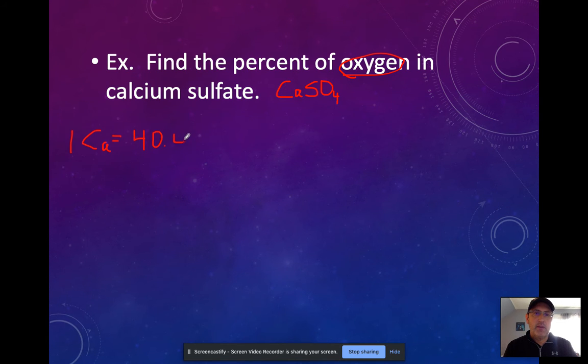Okay, so we'll put that there. 1 sulfur, 32.07 is sulfur. Okay, these are just coming from the periodic table. And then 4 oxygens, that's 16 apiece. That'll give you 64.